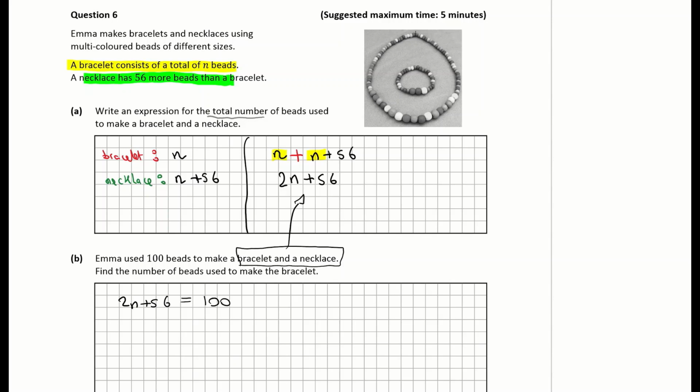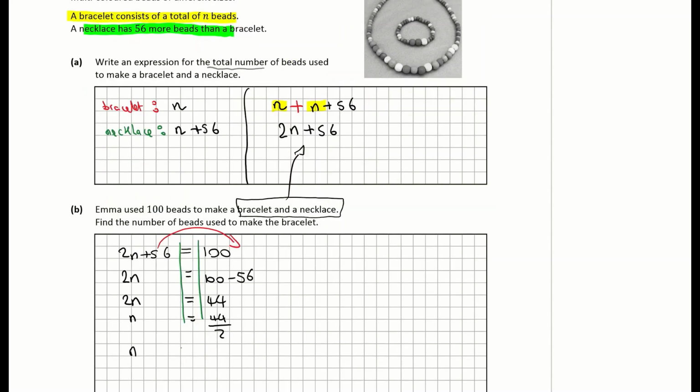I then need to solve for n here. So I'm going to do an equation. And I'm going to, first of all, subtract 56 from both sides. So that'll give me 2n is equal to 100 minus 56. And 100 take away 56 is 44. And then to get n on its own, I need to divide both sides by 2, which is giving me n as 22. And they wanted me to find the number of beads to make a bracelet, and the bracelet was n, so therefore there's 22 beads in a bracelet.